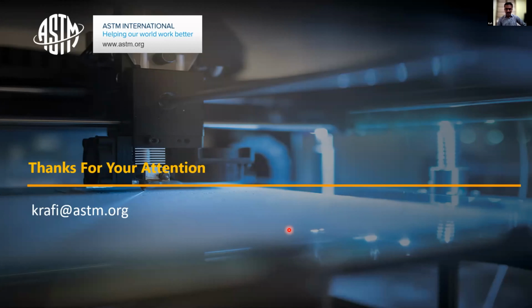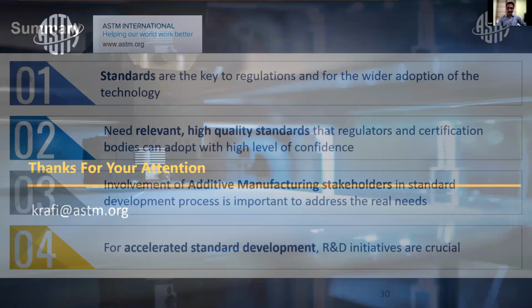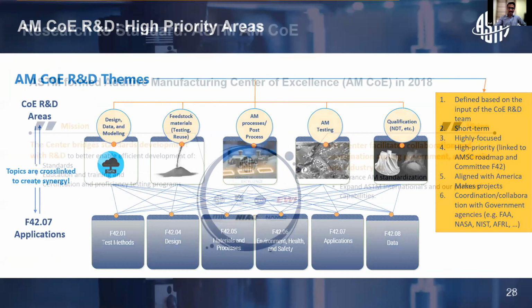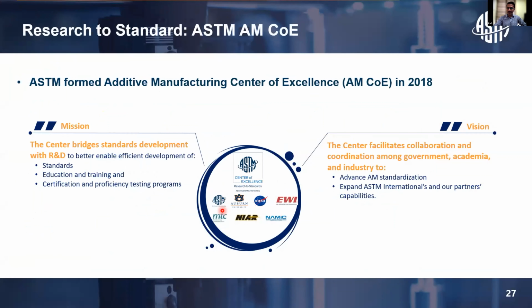Okay, that's a good question. Go to the previous slide where I talked about the AM Center of Excellence. You can see here multiple partners: Auburn University, NASA, EWI, the MTC UK, NAR, and NAMIC. So these are the AMCOE centers. We use facilities from Auburn, from NASA, and all these organizations. All the research that we perform, the testing, everything will be done at these organizations.